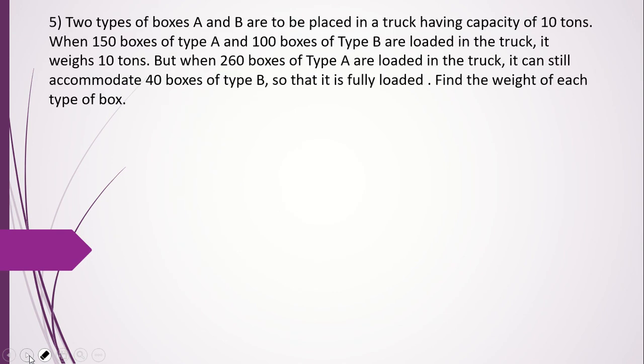Fifth sum. Now this is going to be a little lengthy sum. Two types of boxes A and B are to be placed in a truck having capacity of 10 tons. Now this unit tons, we generally don't use this. We use kilograms, grams, quintals, like that. Tons. 1 ton is 1000 kg. Okay, it is a bigger unit. It is a huge unit actually.